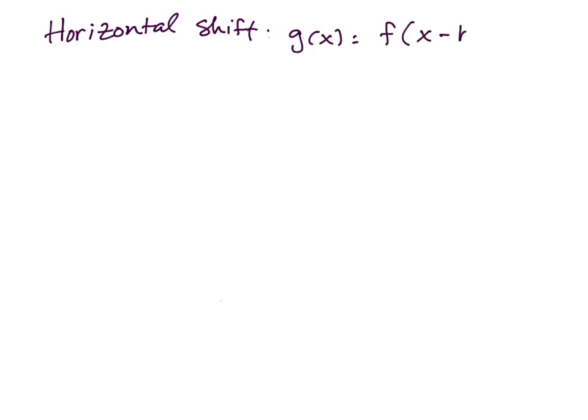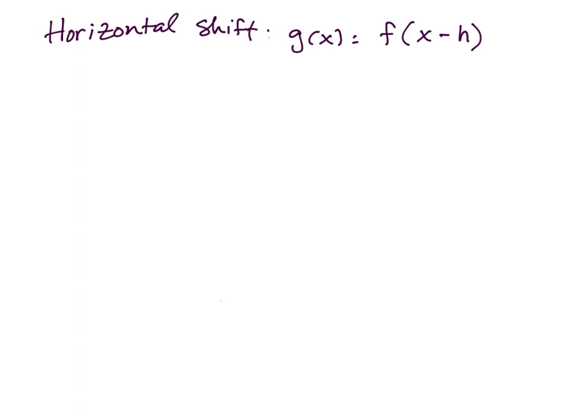Okay. Next is going to be horizontal shift. Horizontal shift. And this function, the new one, g, is going to be in the form of f of x minus h. f of x minus h. And notice that that h is inside the parentheses with x.